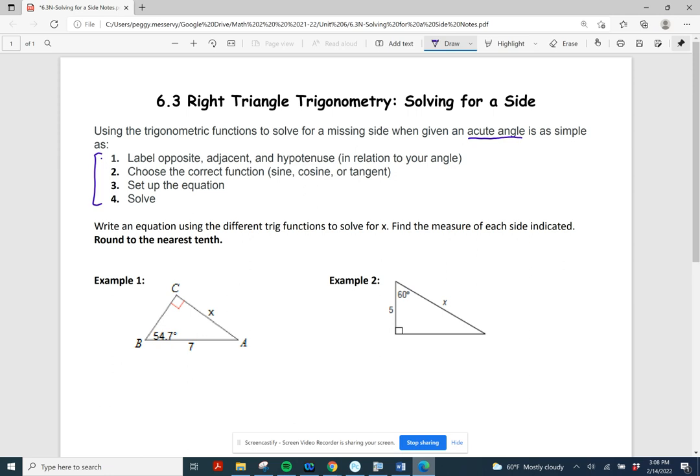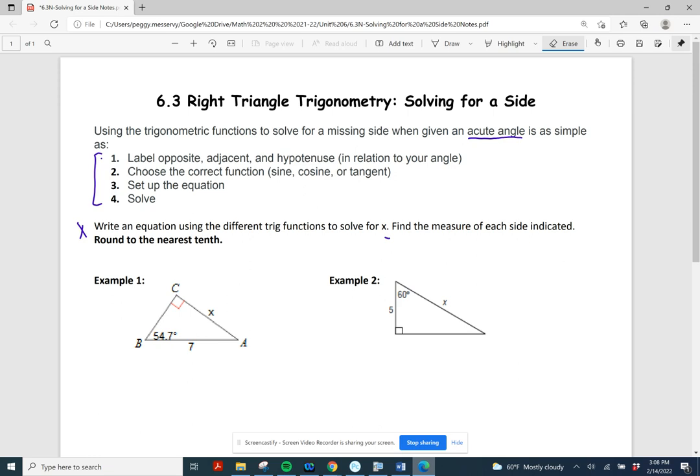So we're going to write an equation. Here are our instructions. Write an equation using a trig function, and then we're going to use that equation to solve for x. We're going to find the measure of the indicated side, and that side is going to be marked as an x. So look at the picture down here. We're looking for the length of side AC, so the length of x, the value of x.